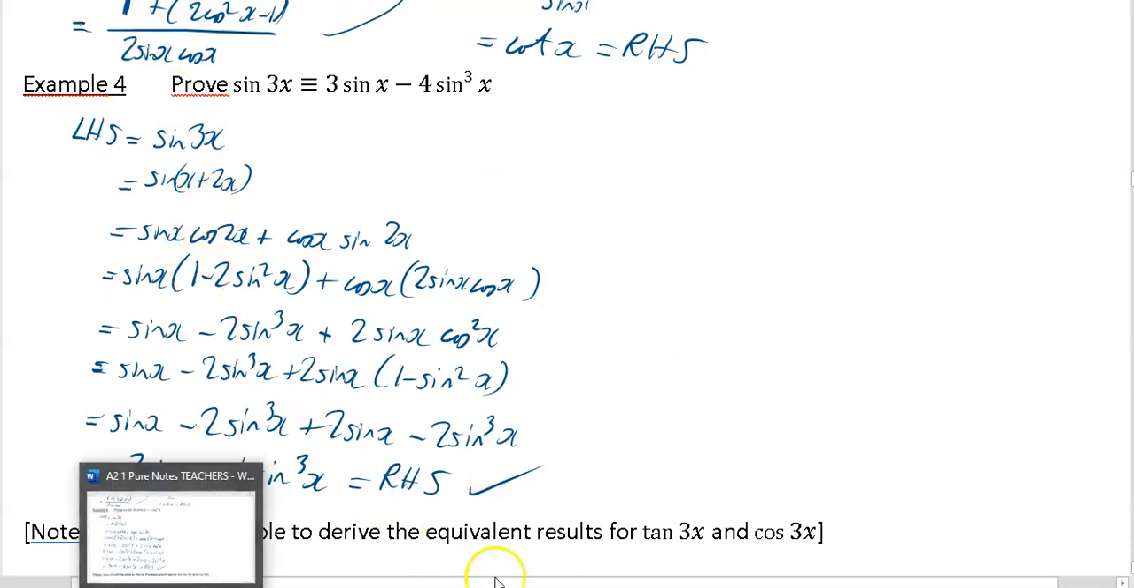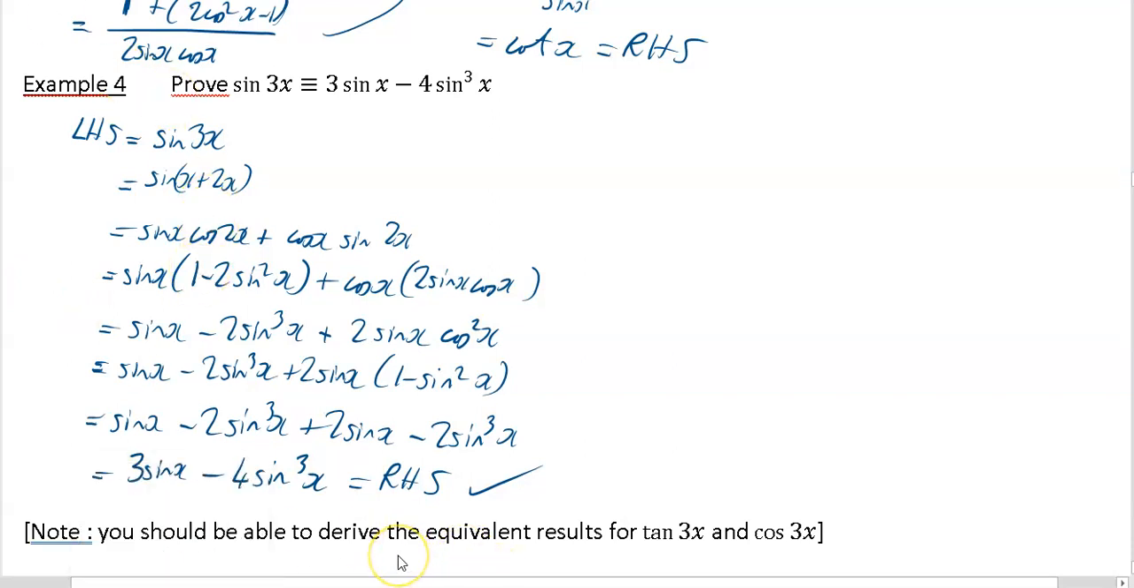Okay, there's a wee note here. It just says you should be able to derive the equivalent results for tan 3x and cos 3x. So it's important that we're able to do that.